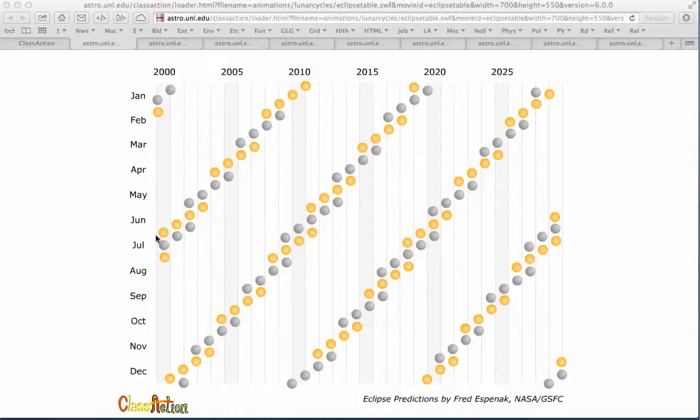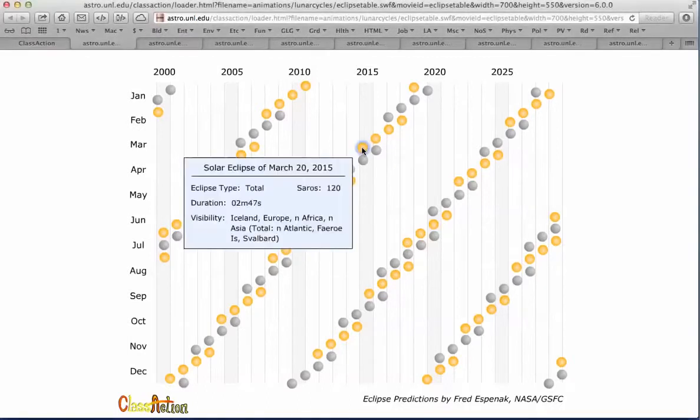These are eclipses that occur year by year, 2000 through 2025, 26, 27, 28, 29, through 2029. Let's take a look. The gray ones are lunar eclipses. The yellow ones, of course, are solar eclipses. I'm going to click on this one. Take a look. A solar eclipse.